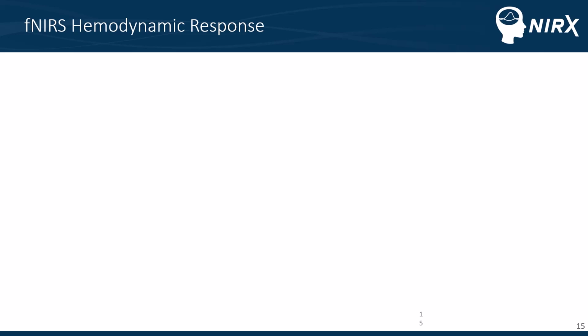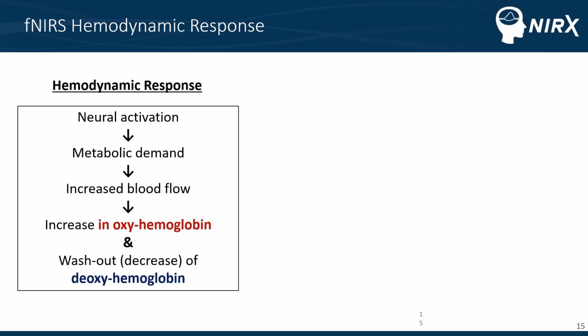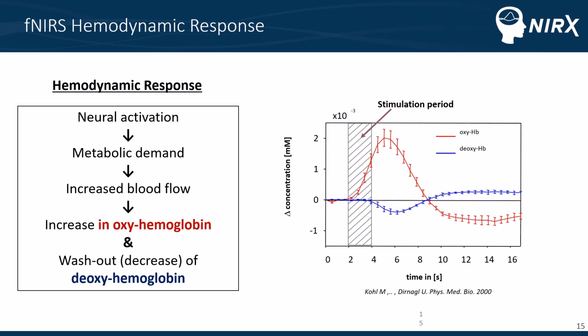Okay, taking a look at the fNIRS hemodynamic response. So what exactly are we looking for with our data? Well, given neural activation, we see metabolic demand, increased blood flow, and that leads to an increase in oxyhemoglobin and a washout of deoxyhemoglobin. So looking at this time course over here on the right, we've got our changes in concentration over time. So this time scale is in seconds. You'll note it's in seconds. That's in contrast to EEG, where the electrical changes that you're interested in tend to be happening on the millisecond level, whereas fNIRS, this metabolic response that we're interested in, is happening at a much longer time scale.